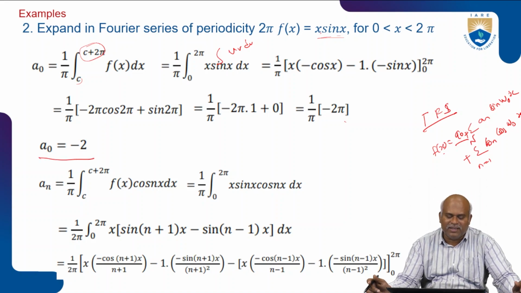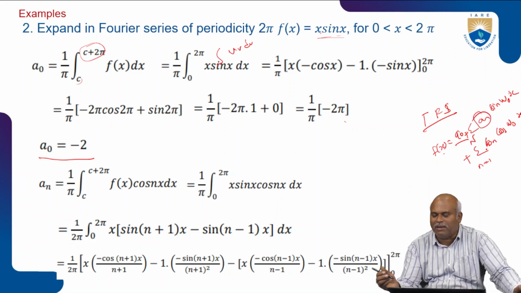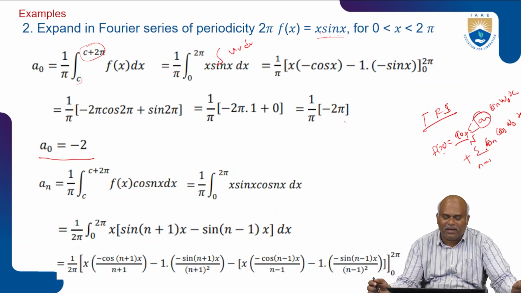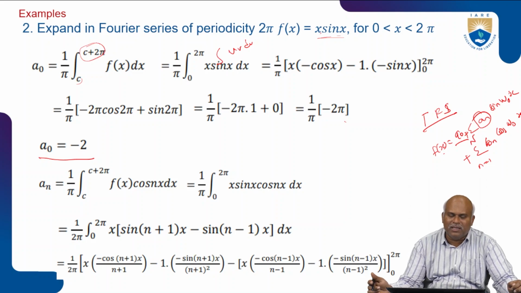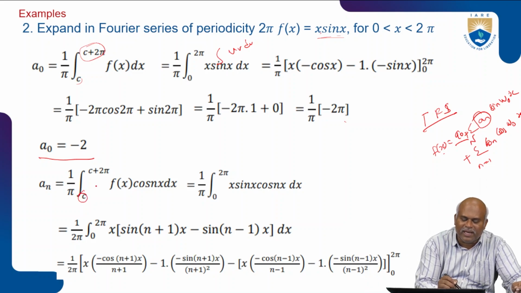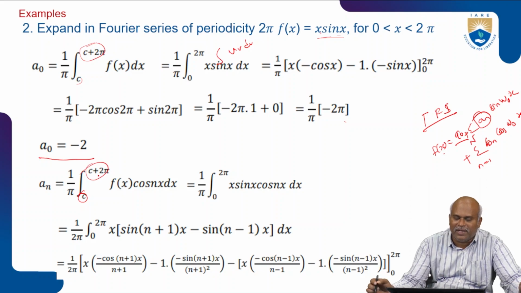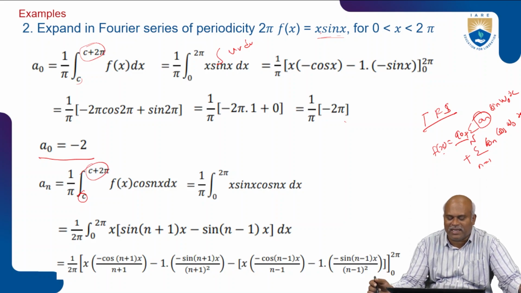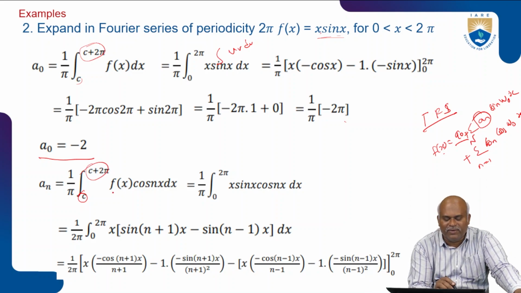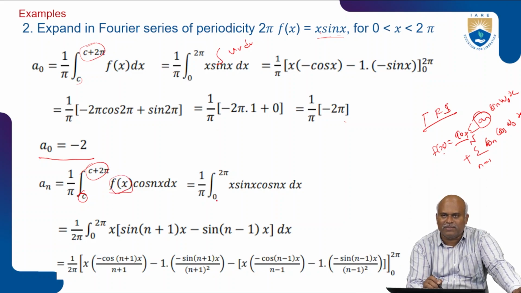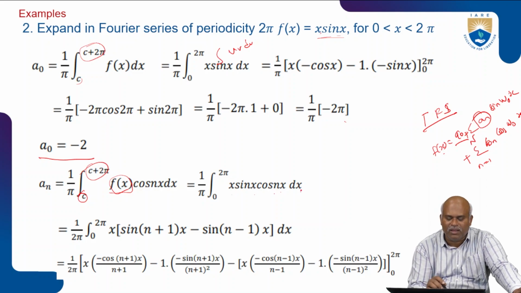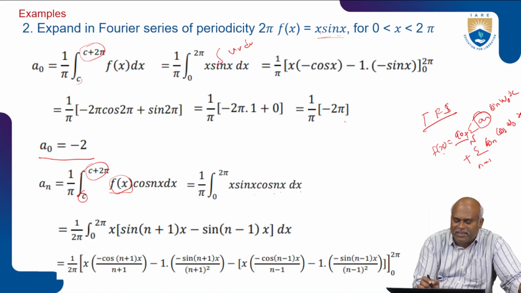Then next, we need to find a of n for the trigonometric Fourier series. The formula for a of n, we know, is 1 by pi times the integration from the start of the periodic signal to the end, that is c plus 2 pi, of f of x cos nx dx. Then we substitute the f of x we have received. So we write 1 by pi integration of 0 to 2 pi x sin x cos nx dx.